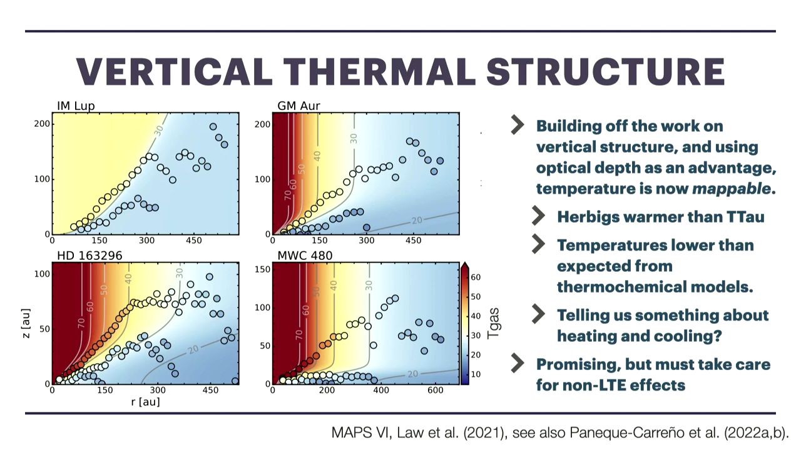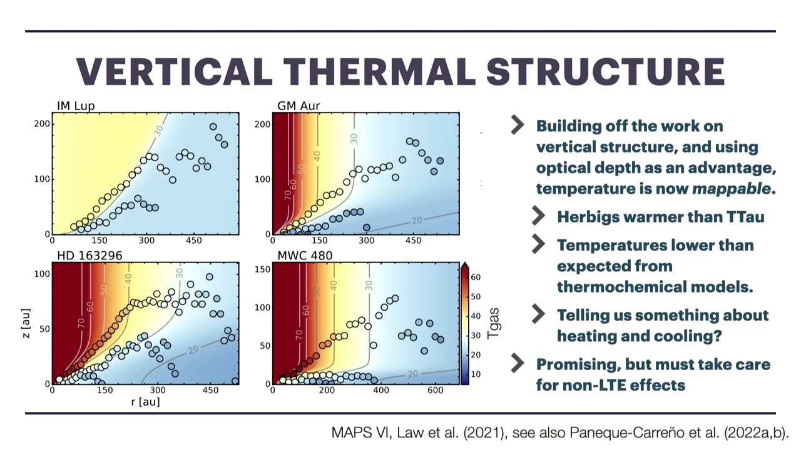And on the whole, what's found is that the Herbigs are truly warmer than the T Tauris. Temperatures are typically lower than what you see in thermochemical models. So that's interesting. It's telling you something about the heating and cooling agents and whether they're there or not. While this is very cool, again, non-LTE effects need to be considered in interpreting these.